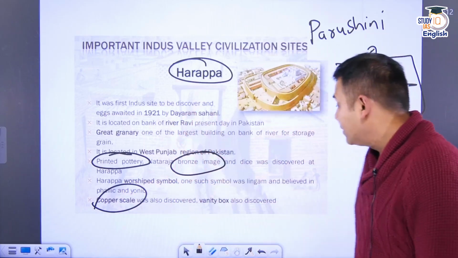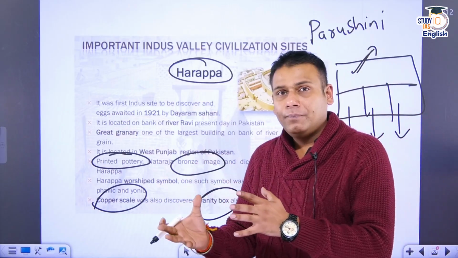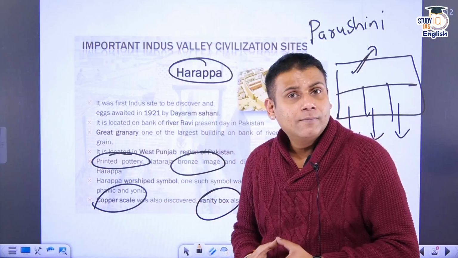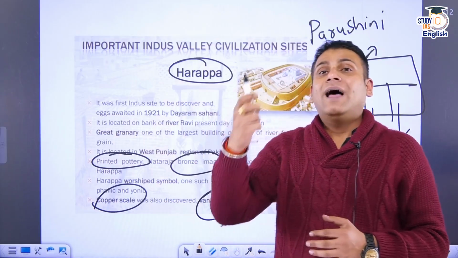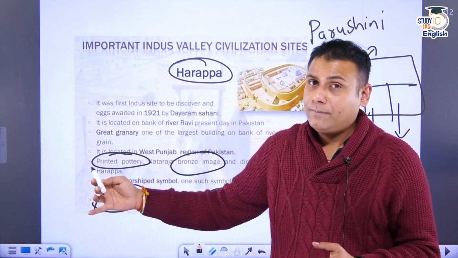Another important finding was the vanity box. A vanity box is like a makeup box. So what might be the utility of the vanity box? In simple words, the handles of the brushes used for painting might be kept in the vanity box.